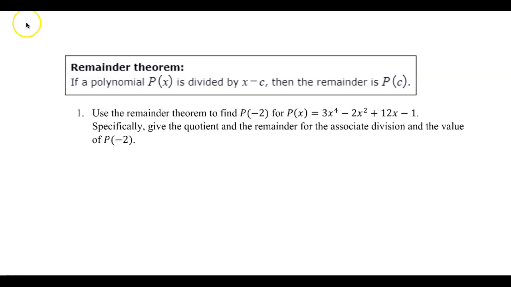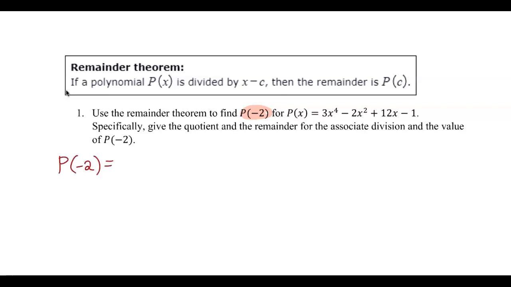Remainder theorem states that if a polynomial p of x is divided by x minus c, then the remainder is p of c. So when number 1 asks us to find p of negative 2, not only can we find this by just substituting x equals negative 2, we should be able to use division to find the function value. So let's try to find p of negative 2 just by what we already know how to do.